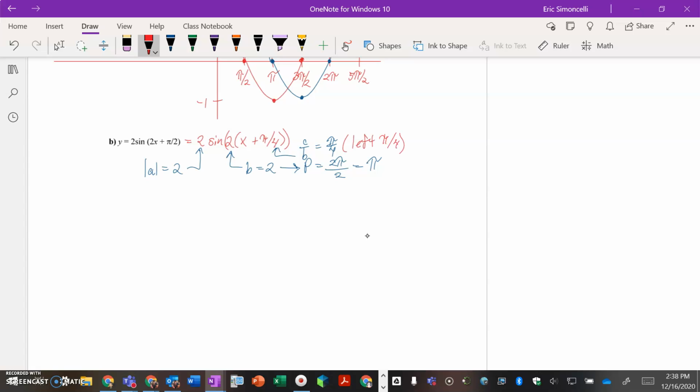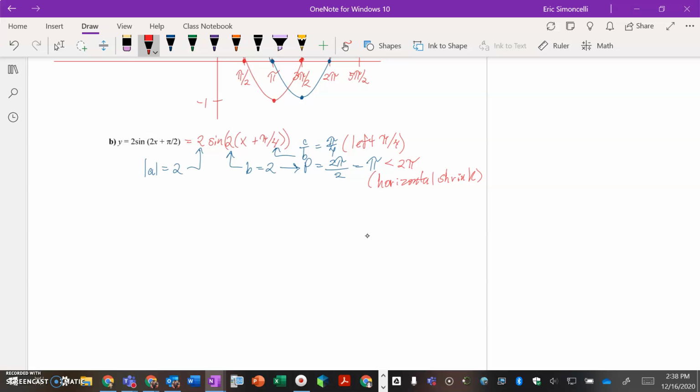Let's continue our ideas with all the other aspects, particularly with the period being less than 2 pi. That is something we refer to as a horizontal shrink.